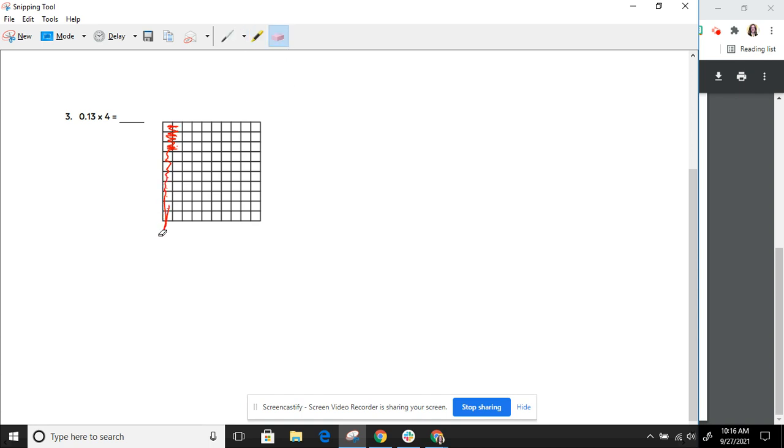Oops. Like I said, let me see if the highlighting would work. It's going to be a lot easier for you to have it shaded in if you have a crayon or a colored pencil or even a marker or even a pencil and a pen. Okay, so there's 13 hundredths. We need to shade that in 3 more times because we're multiplying it by 4. So 4 groups of 13 hundredths.